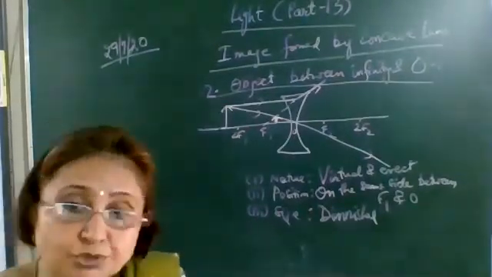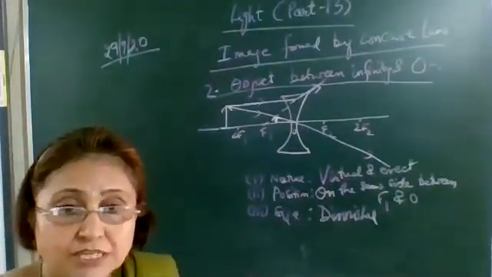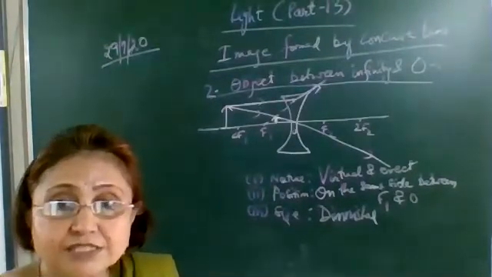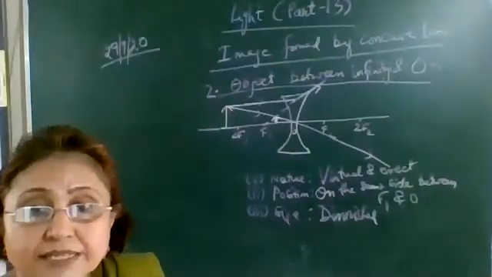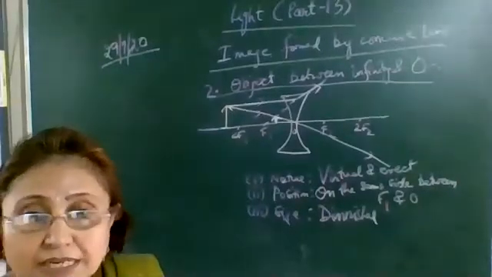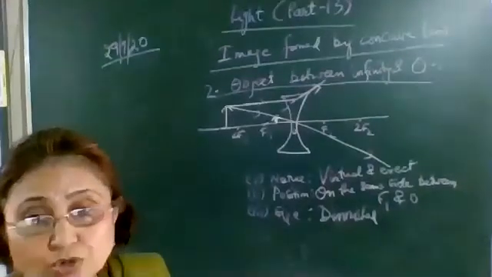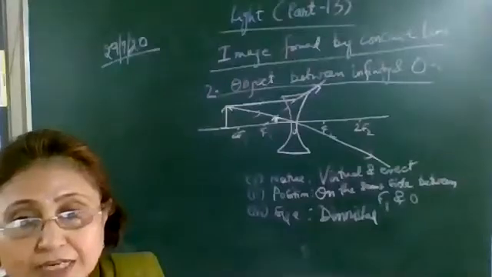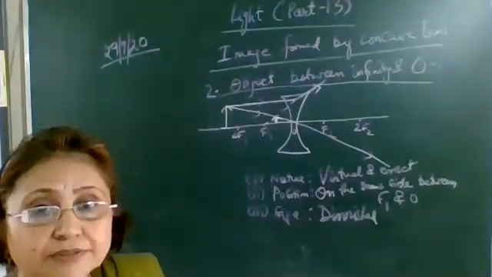Okay, where are the lenses used? Lenses are used in spectacles. Convex lens, concave lens, depending on what type of defect in the eye is there, whether it is nearsightedness or long-sightedness. Depending upon that, in the spectacles, concave and convex lenses are used. Also, convex lenses are used in telescopes and in microscopes. So these are some of the uses of lenses.